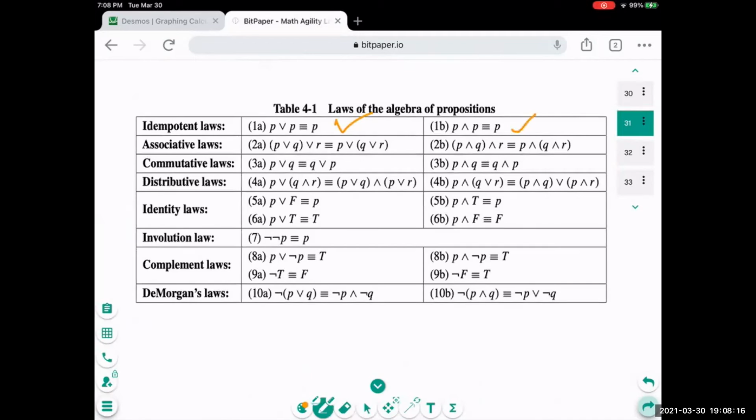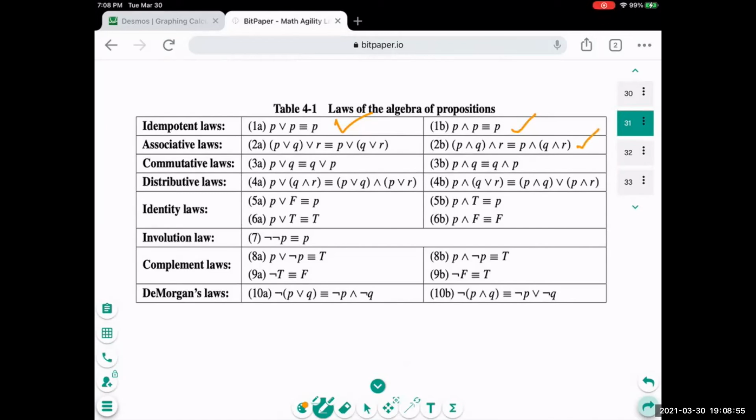And then next is yung associative laws. So pag in 2A, P disjunction of Q, disjunction of R is equivalent siya kapag ang inassociate naman natin yung P disjunction of the parenthesis Q disjunction of R, right? So ganun din sa conjunction, pag kinumbine naman natin yung P and Q or yung Q and R combining with conjunction with P, right? Ito.